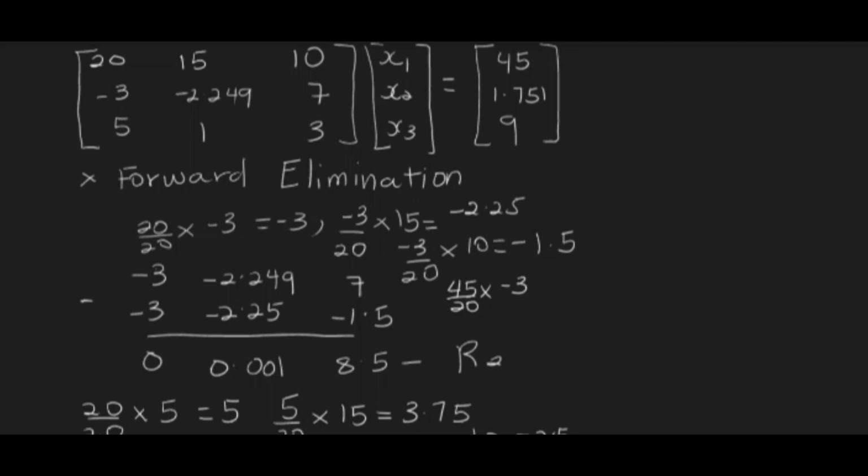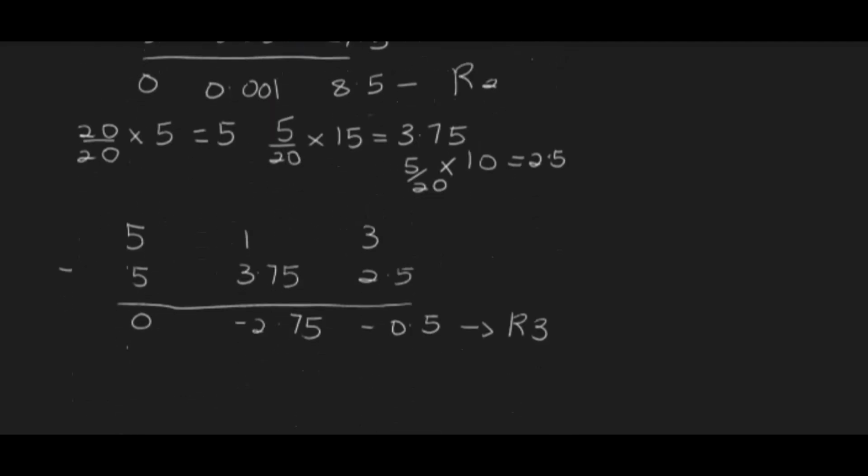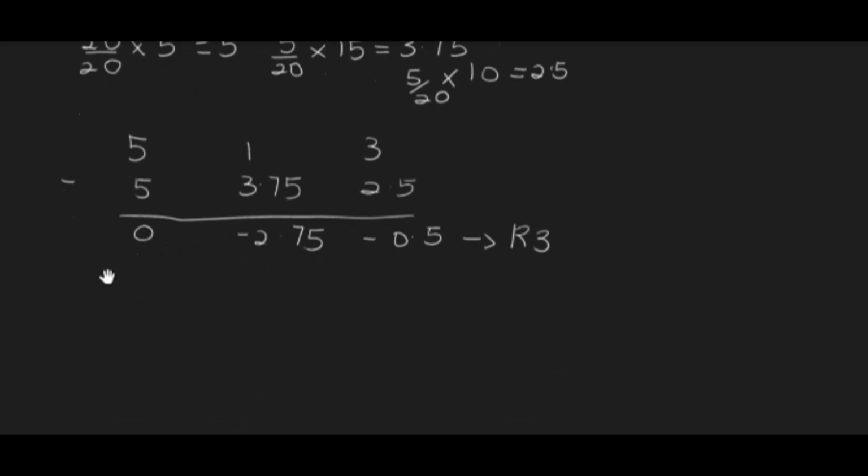So let me show you, let me rewrite this, then also we do that one too. So you have 20, 15, 10 here. So this is our new coefficient matrix. So 20, 15, then 10.